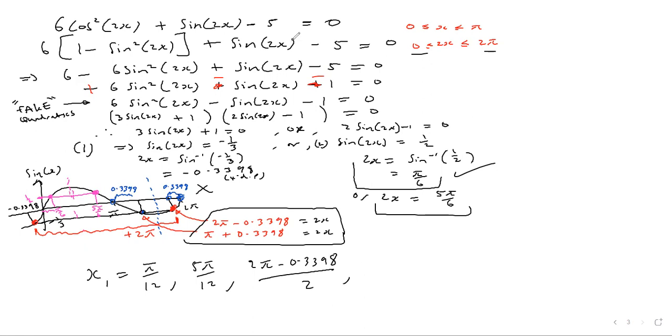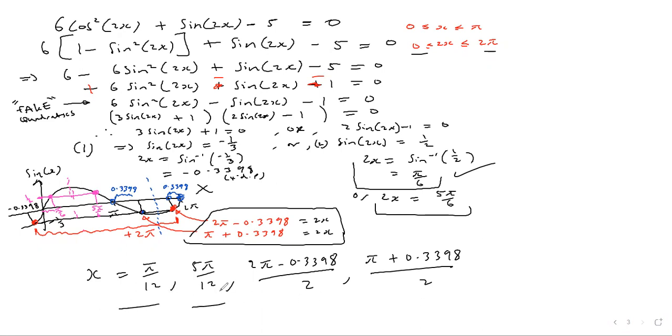Actually, I'll just call these all x values here. I was going to call them x1, x2, x3, x4, but I just realized I didn't do that. I just put commas there, so I may as well put a comma with all of these. And then your last one, pi plus 0.3398, and then divide that by 2 to get the x value. So you've got 4 solutions.